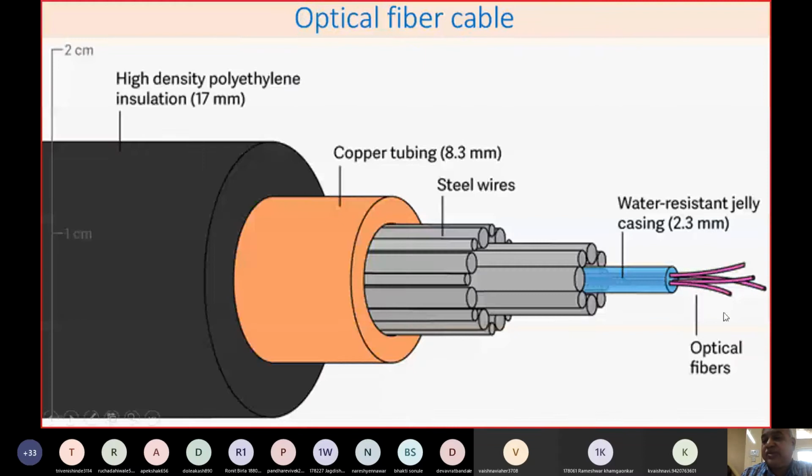Optical fibers are many, so there can be many fibers. This fiber is very delicate, and the thickness of the fiber is very similar to your hair.